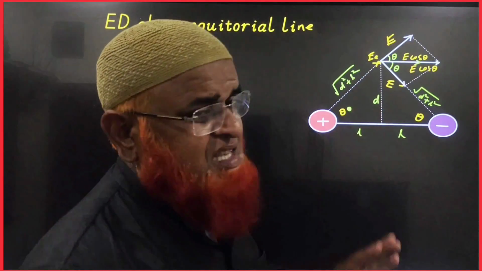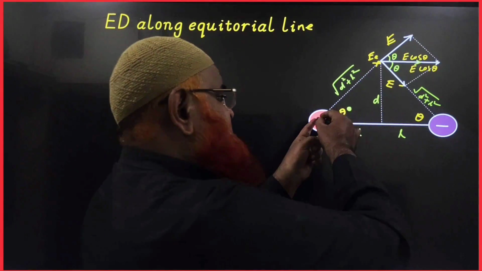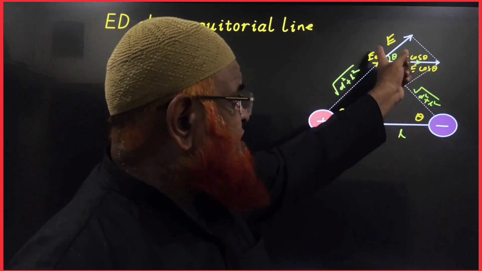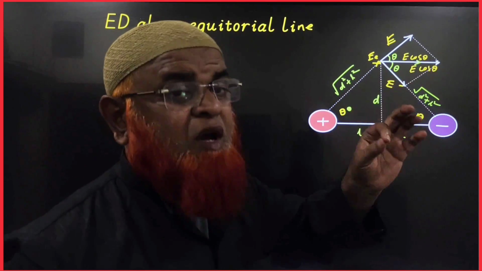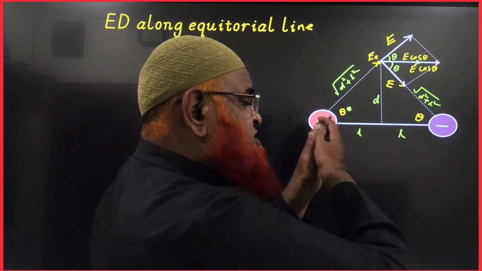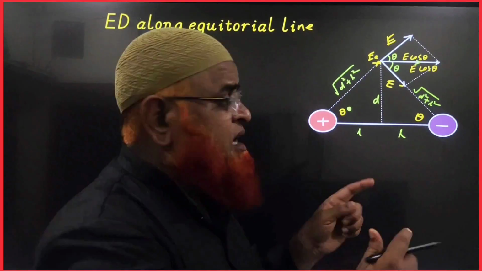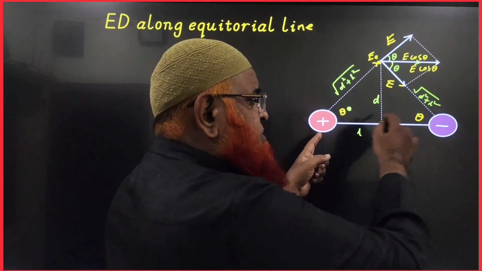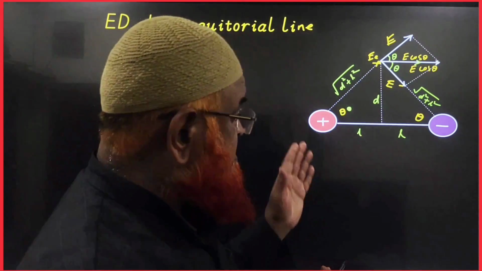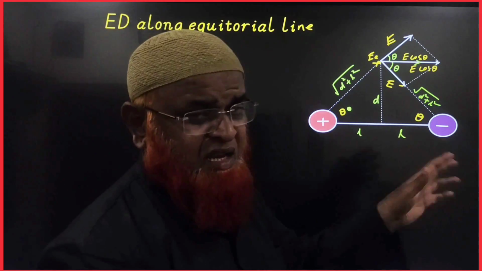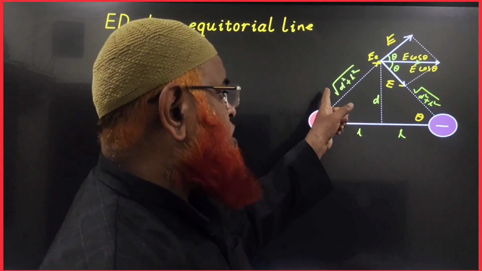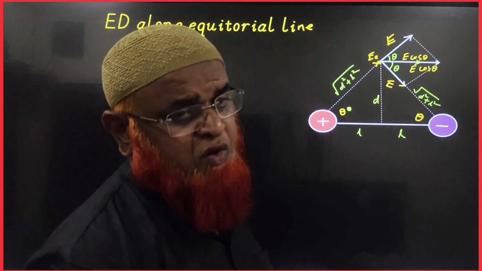So this E and this E are going to be the same, because the distance from the positive charge to this point is the square root of d square plus L square, and from this point to the negative charge it is also the square root of d square plus L square. Why is it so? Because in an electric dipole, the distance between the two charges is taken as 2L. So from the middle to here it is L, and from the middle to that side it is also L. So the hypotenuse is d square plus L square, here also d square plus L square.